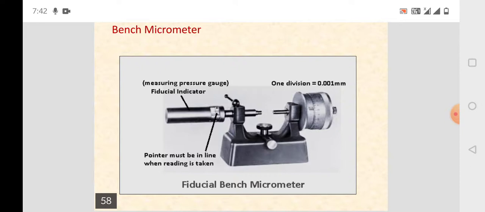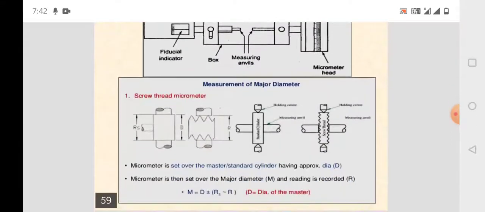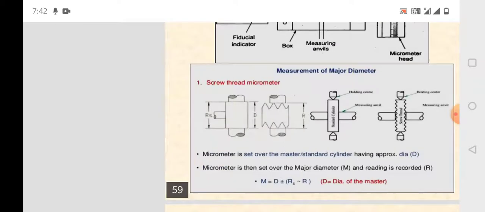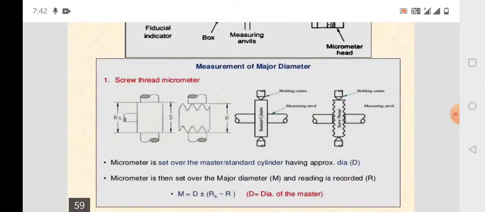We have to hold it in hand between these two anvils. The pointer of this fiducial indicator should be aligned to 0. Once it is aligned to 0, we can see the reading on the micrometer and find out the major diameter or minor diameter. For major diameter, it is shown here. Major diameter means the outside diameter, crest to crest.